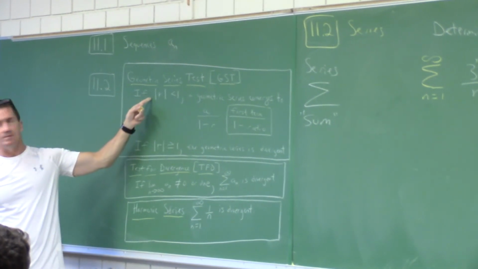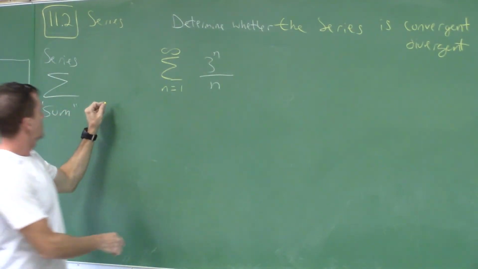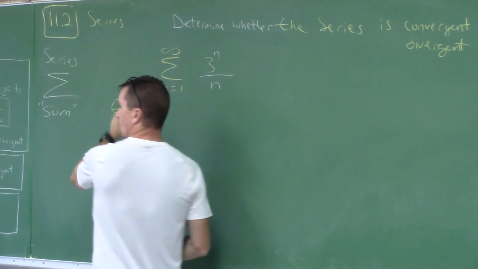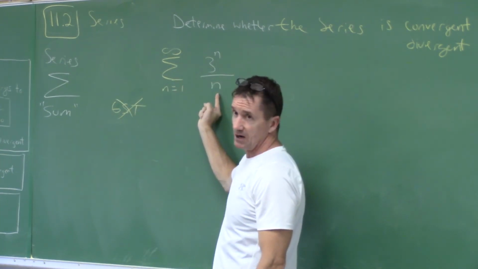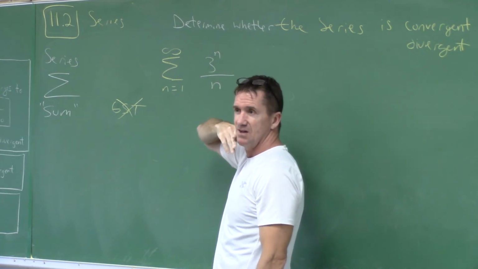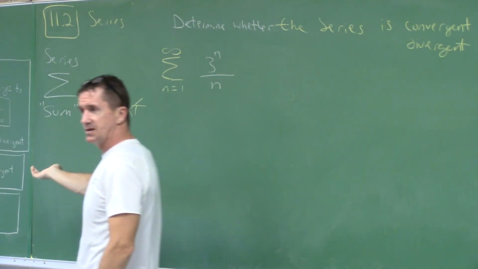Joe? Well, is that geometric? No. So can I use GST? No, this is not geometric. Don't let that fool you into thinking, okay, monomial with exponential, it's not geometric. So all we're left with is maybe trying this little test here.